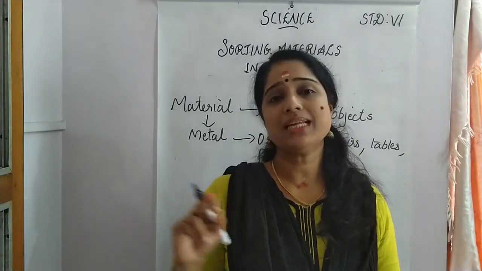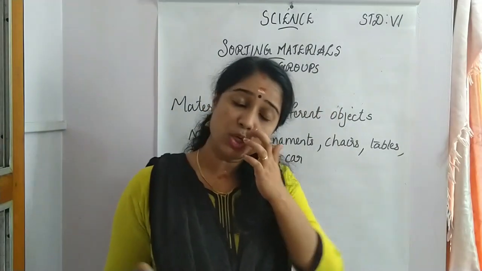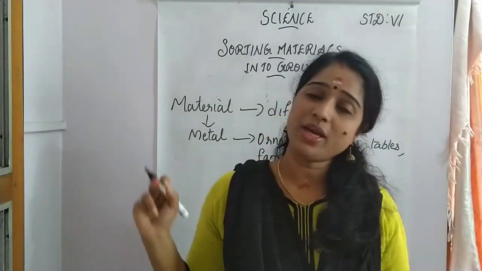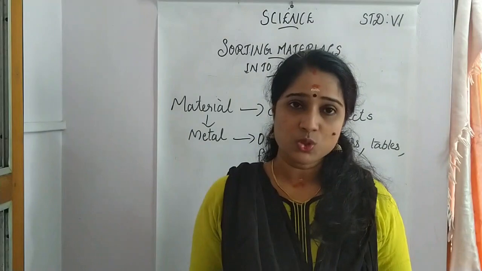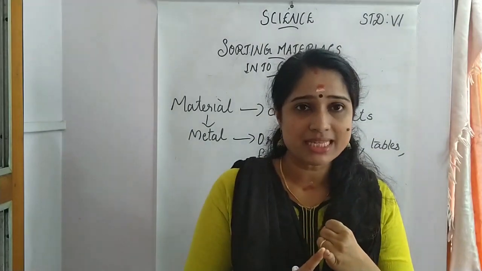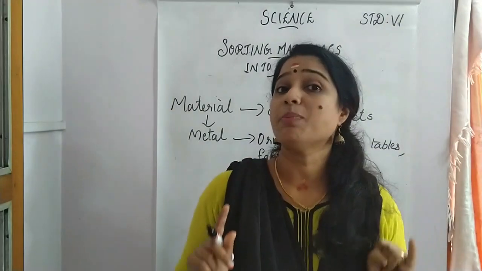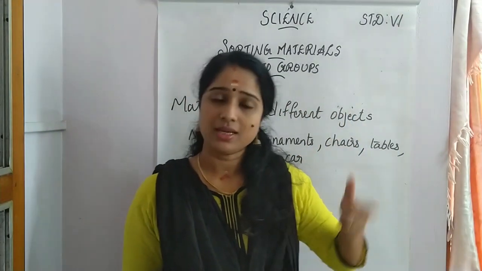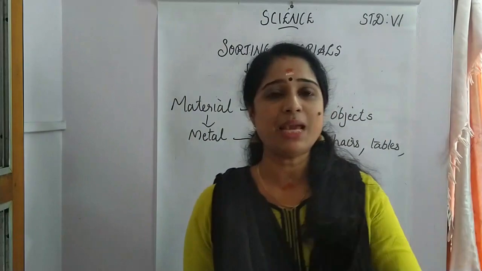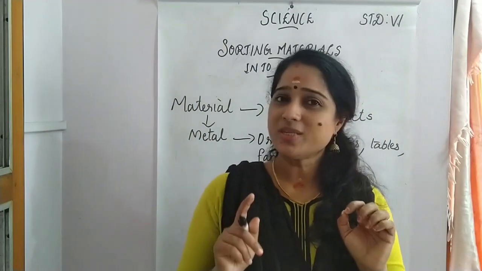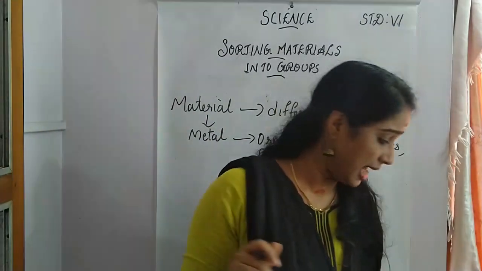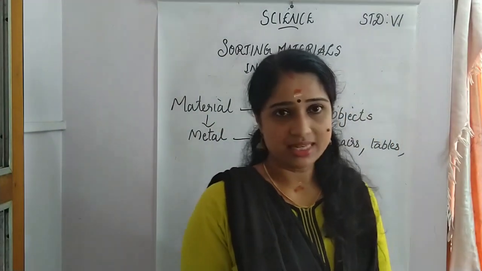Clear? So by using the material plastic, we can make numerous objects. By using metal, you can also make numerous objects. So, different types of objects can be made of different types of materials. Not only that, a single object can be made of different types of material. And by using a single material, we can make different types of objects. Hope it is clear.